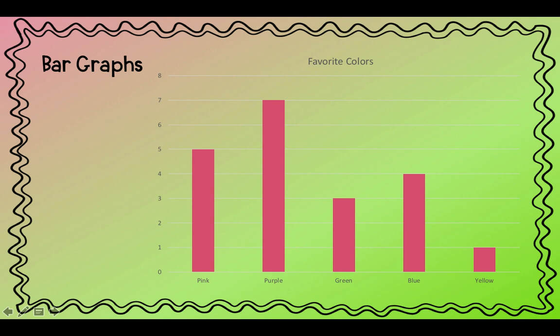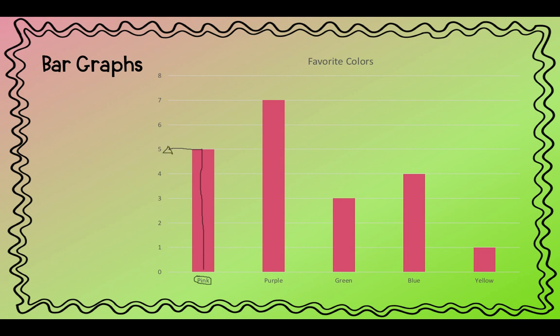The next type of graph is called a bar graph. A bar graph uses numbers along the side and choices along the bottom. This one is people's favorite colors. If I wanted to know how many people liked the color pink, I would want to find the pink along the bottom, and then I would want to go up my bar graph until it gets to the end, and then look over at the number beside it.